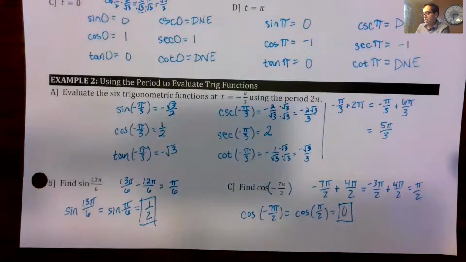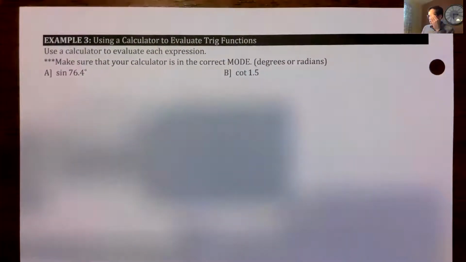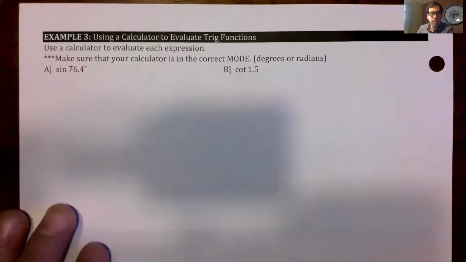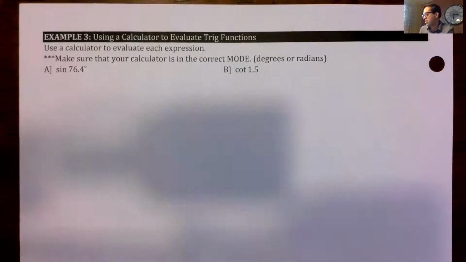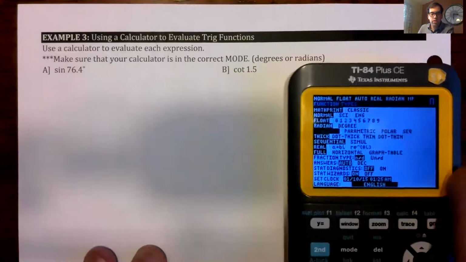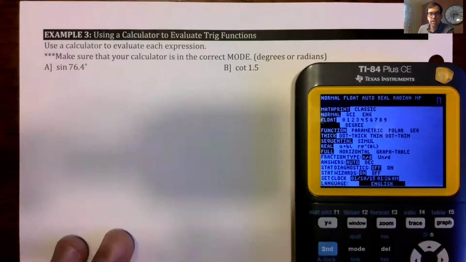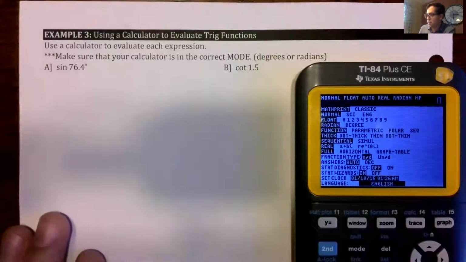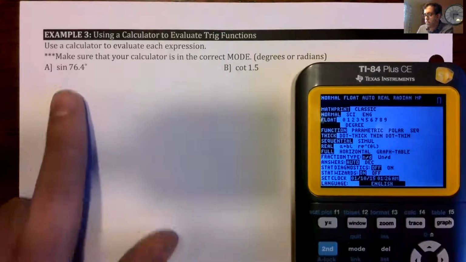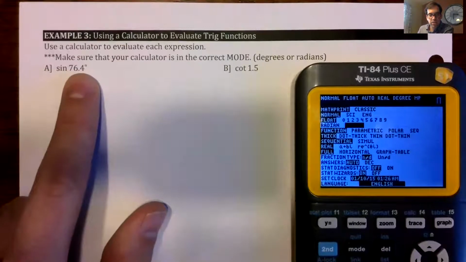Okay? All right. We are almost done the notes. Example 3, using a calculator to evaluate trig functions. So to evaluate, we're going to make sure that our calculator is in the correct mode, either degrees or radians. Let me set up my calculator here real quick. So if we go to mode, you can see I can switch between radians and degrees. If you're using a different type of calculator, you might need to look up how to do that. But for this first one, we are in degrees.